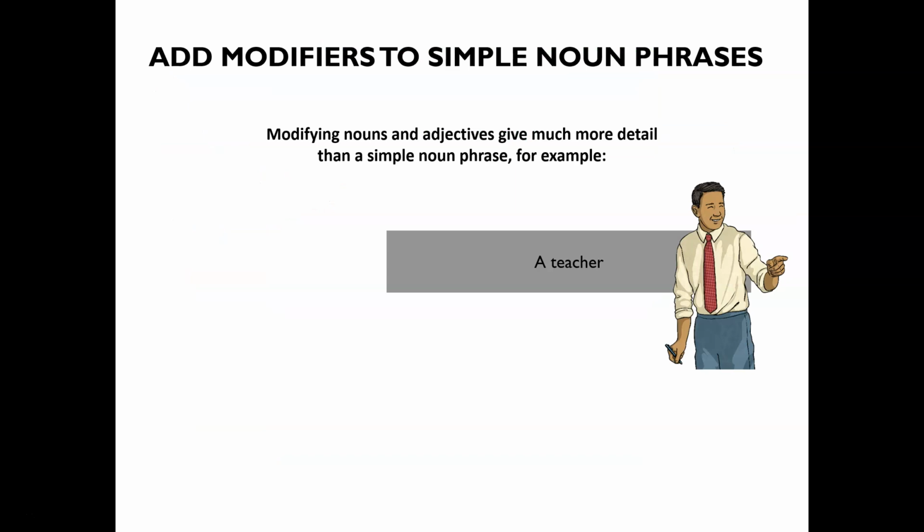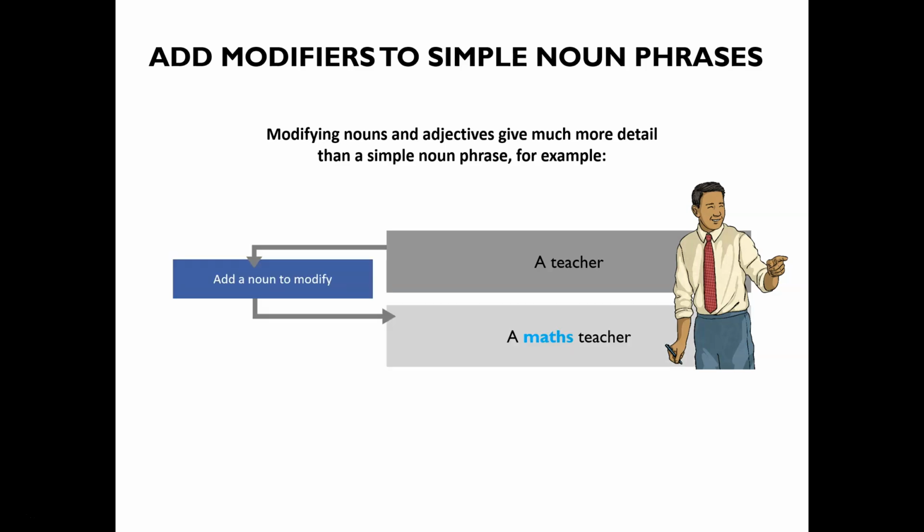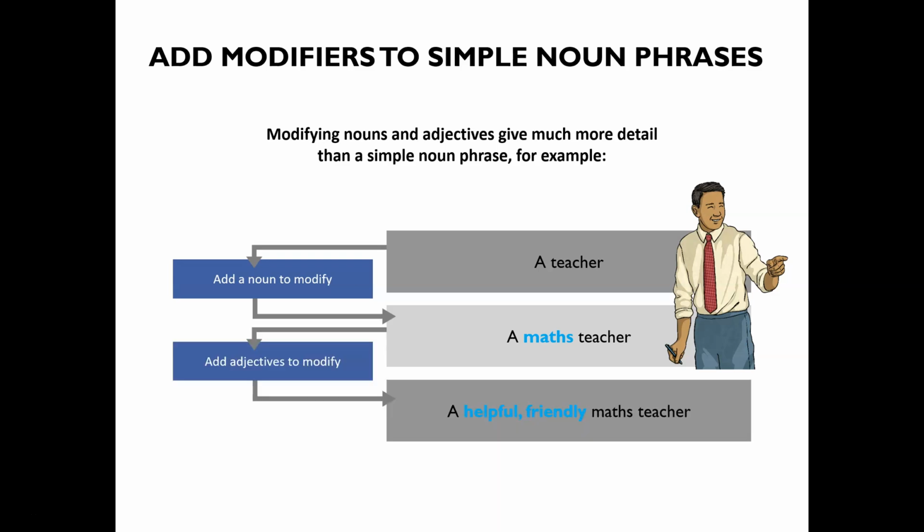Let me show you another example. I'm going to add modifiers to a simple noun phrase. The simple noun phrase is a teacher. Adding the noun to modify, he's a maths teacher. And now I'm adding even further information by modifying with adjectives. A helpful, friendly maths teacher.